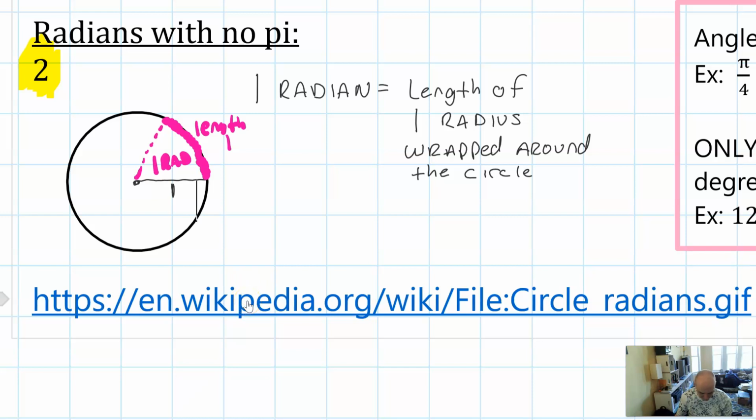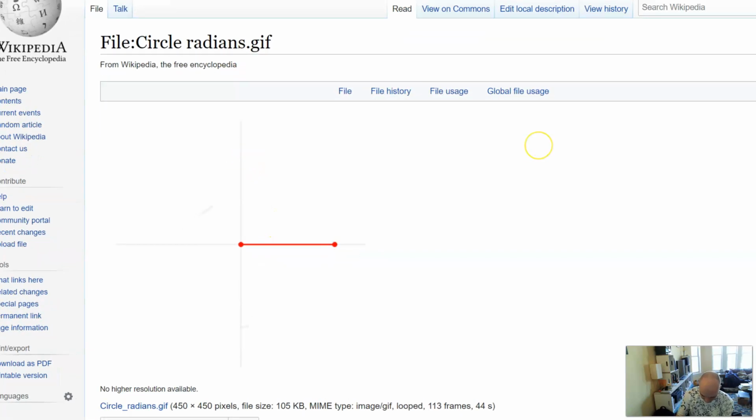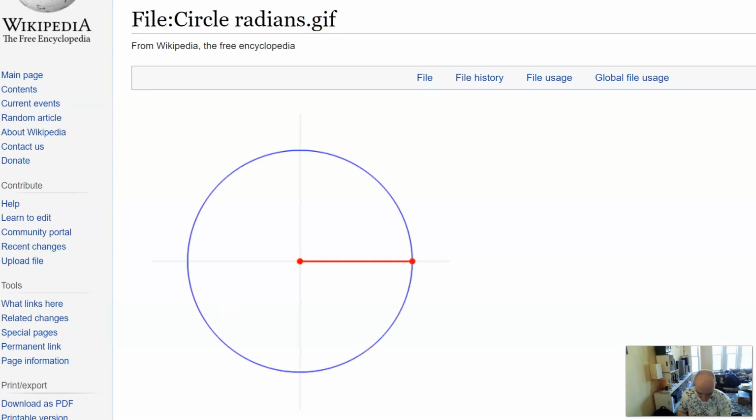And this is a situation where a picture is actually worth 1,000 words. So I did not create this diagram, but we are going to take a look, maybe. And I'll post a link in show notes. This is just from the Wikipedia article on radians. But I find that this picture is extremely instructive. So we'll just take a look and let it play a couple times, looking for that definition of radian as 1 radius wrapped around the edge of the circle. Here it goes.